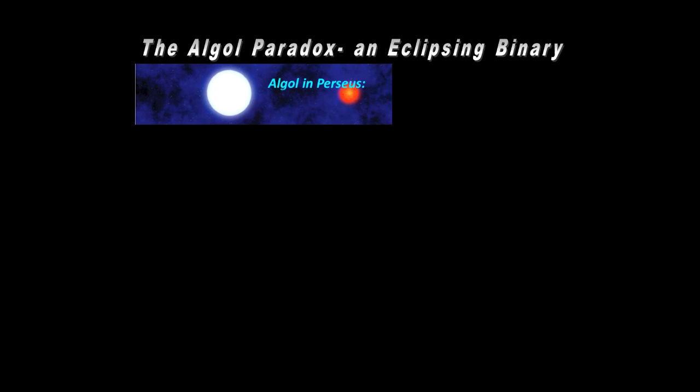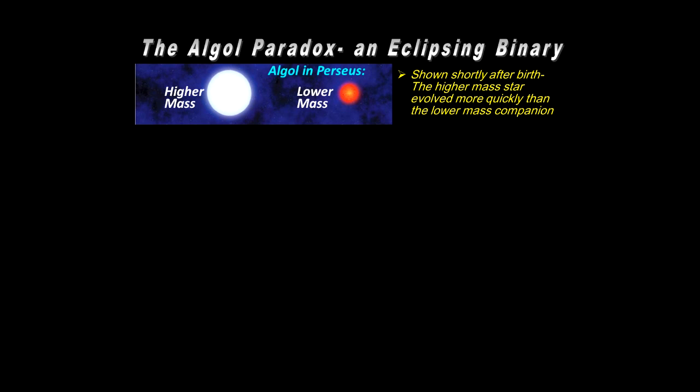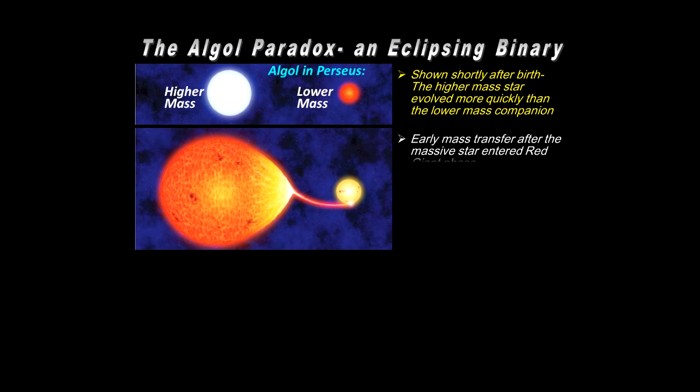So as an example of this mass transfer process, we have what's known as the Algol paradox. It's an eclipsing binary as we see it today. This is Algol in the constellation Perseus. Well, we start with a higher mass and lower mass star. This is the initial condition of these stars. And as we know, the higher mass star goes through its nuclear fusion, hydrogen fusion faster and gets toward the end of its life and then blows up to become a red giant, which we see in the second picture.